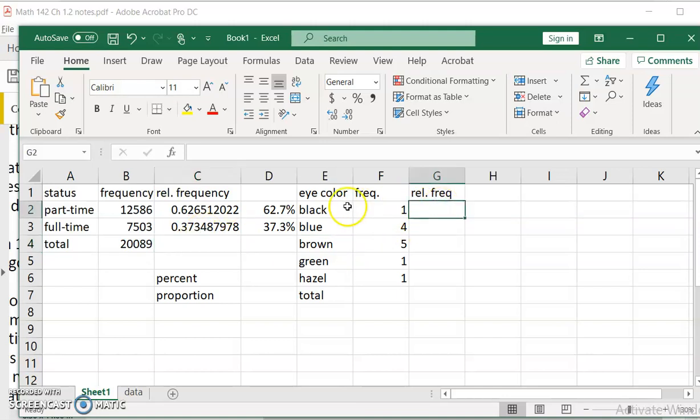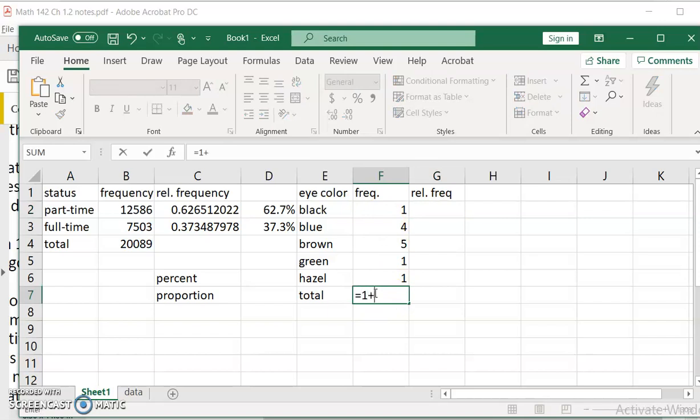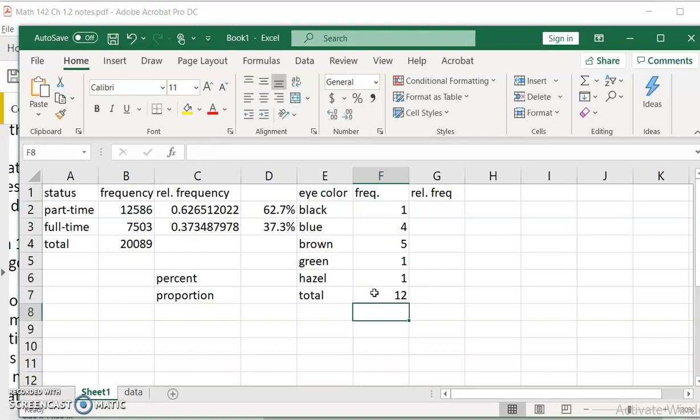Let's do another example, the eye colors. So frequencies, I only have that many students, but I don't know the total. How do I do it? So you just do equal, just add them, right? 5 plus 1 plus 1. Oh, that's 12. So anytime you start with an equal, it will add them for you.